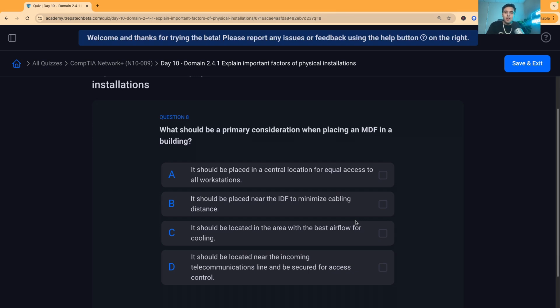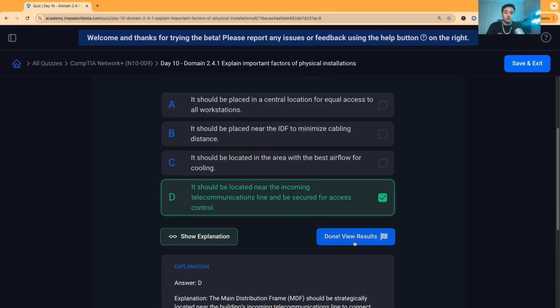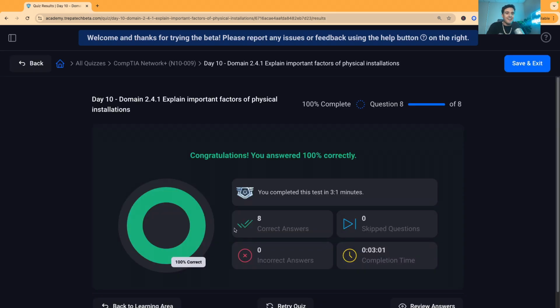Question 8. What should be a primary consideration when placing an MDF in a building? It's going to be near our ISP, right? Wherever that circuit's coming in at, that's where we want the MDF. So it's just easier for our architecture and our design, right? And obviously a central location in the data center would be good for secure access. All right, so that's 100%.